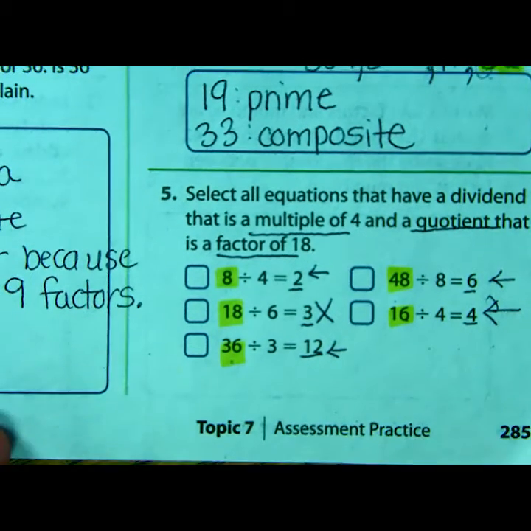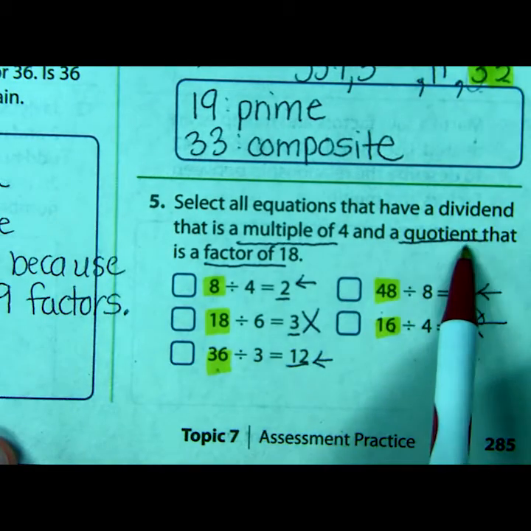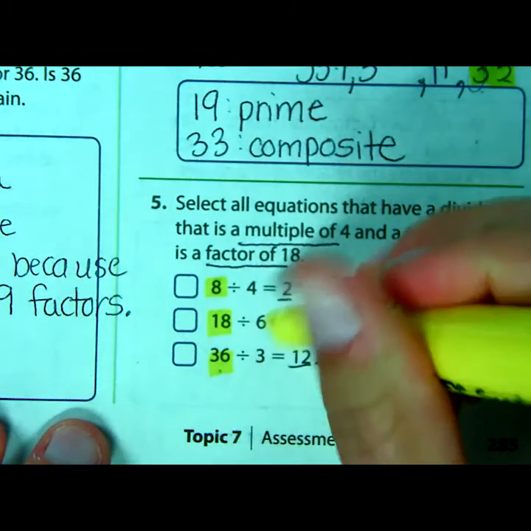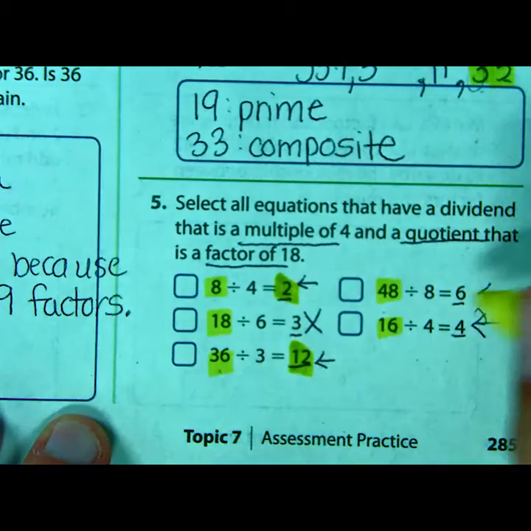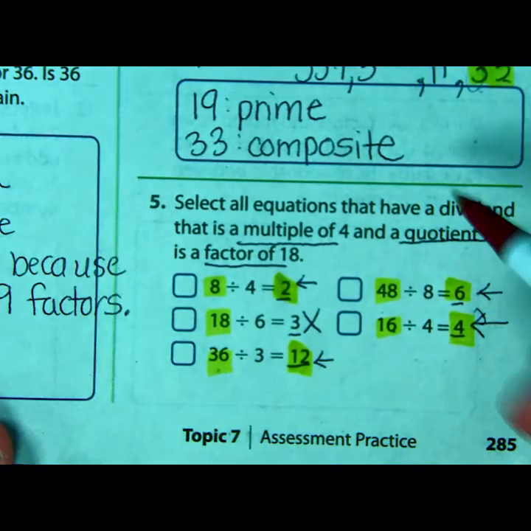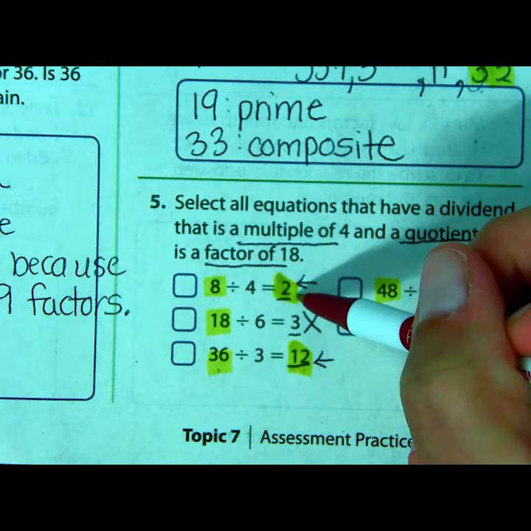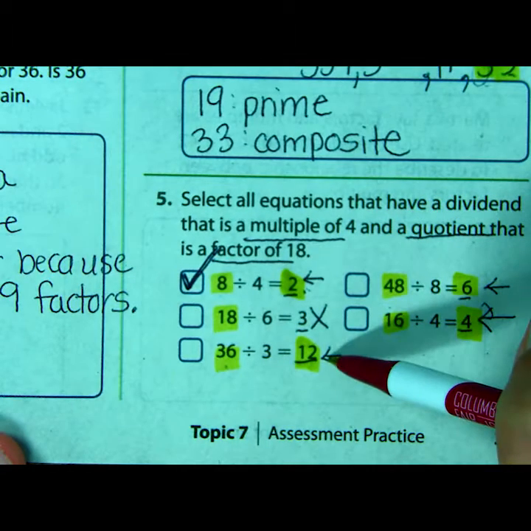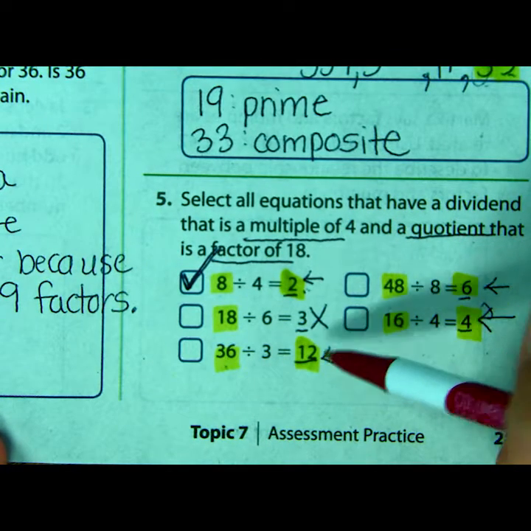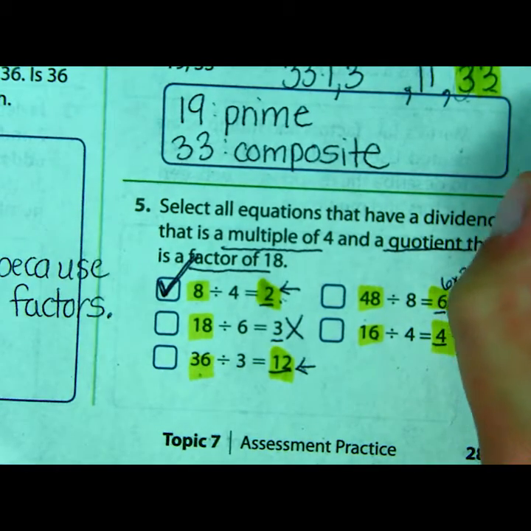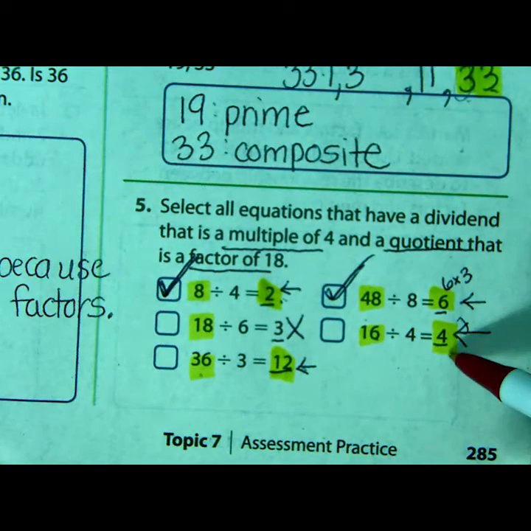But now we have to look at the second part of the problem, a quotient that is a factor of 18. So now we have to look closely at the answer for these that are possibly correct. And we have to determine which of those are a factor of 18. Can I multiply any number by 2 to equal 18? Yes, I can. 2 times 9. So this one is correct. Does 12 go evenly into 18? No. What about 6? Yes, 6 times 3. So this one is correct. And what about the number 4? Does 4 go evenly? No, it does not.